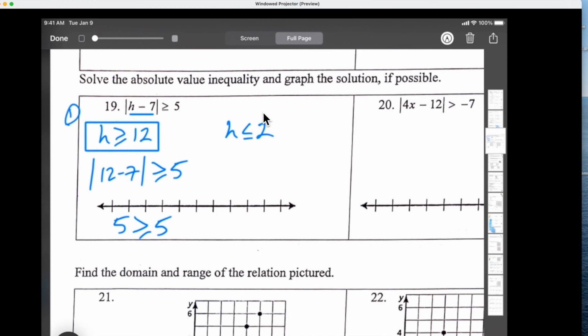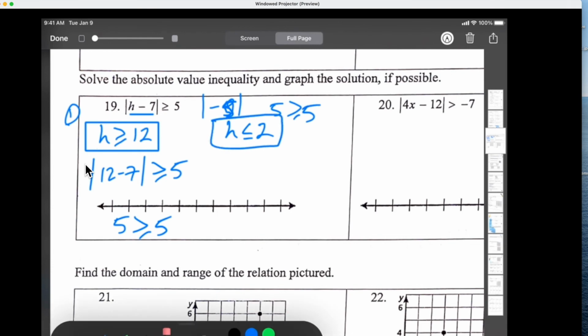Now, h is less than or equal to 2. We're going to put 2 in here. 2 minus 7 is -5, excuse me. Absolute value of -5 is +5. 5 is greater than or equal to 5, so this solution works. Okay, now we're going to graph it.